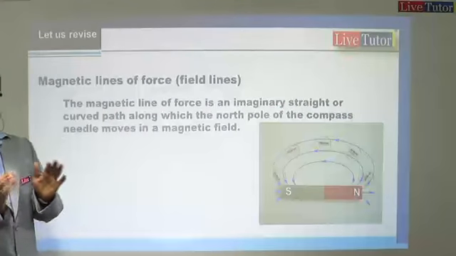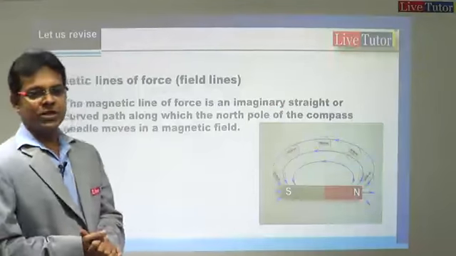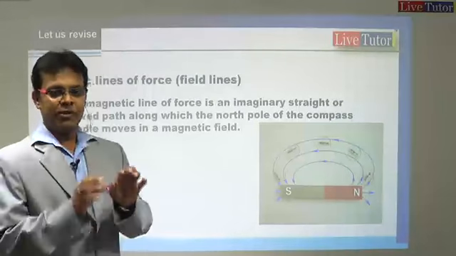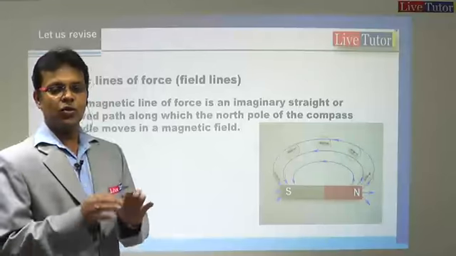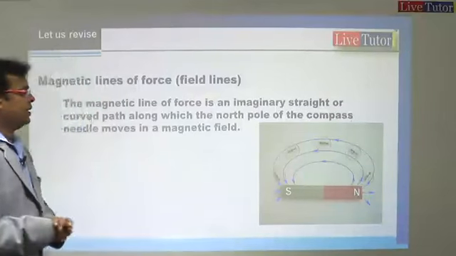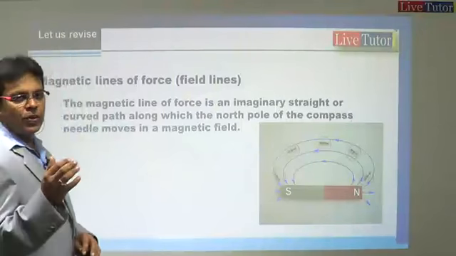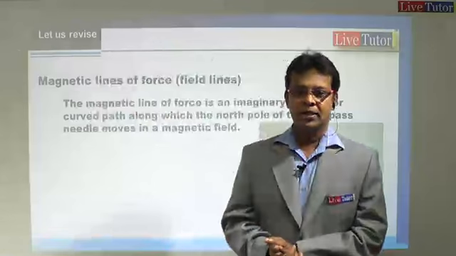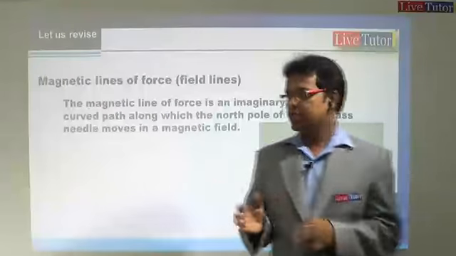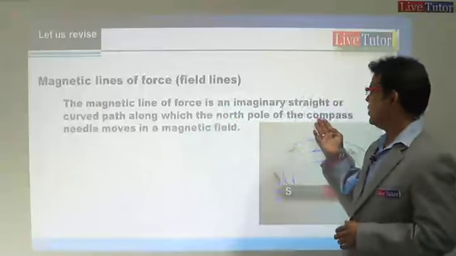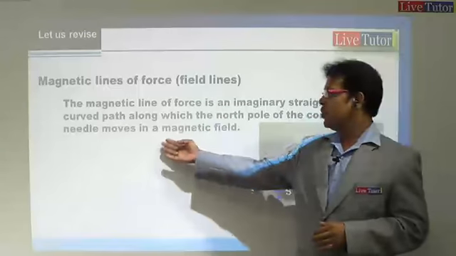The next one, what are magnetic lines of force? Isn't it? This is also we have learnt. We have understood how to draw that and also how to detect it, but how to define it? This is the way to define it. The magnetic lines of force is an imaginary straight or curved path along which the north pole of the compass needle moves in a magnetic field.